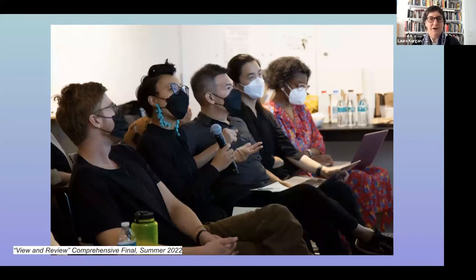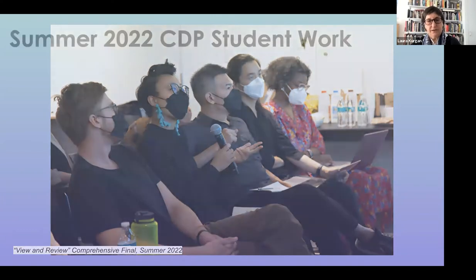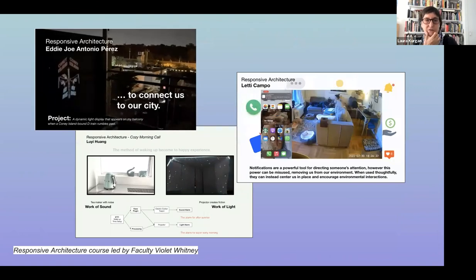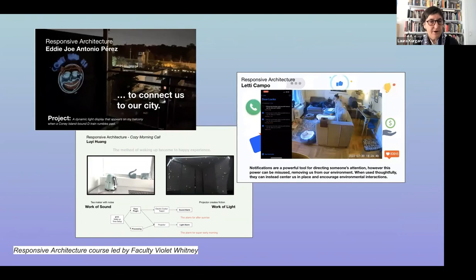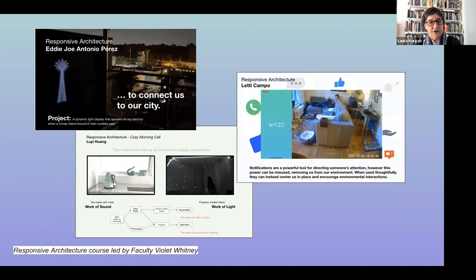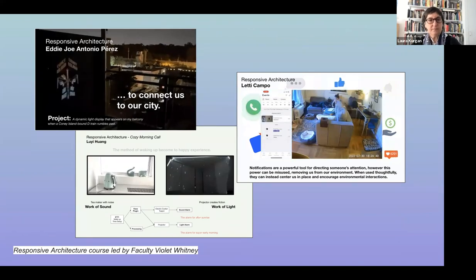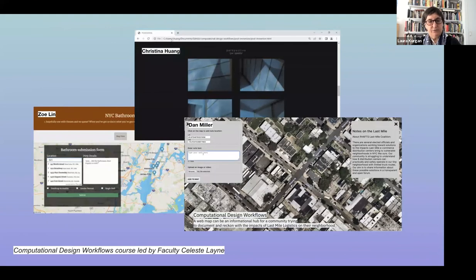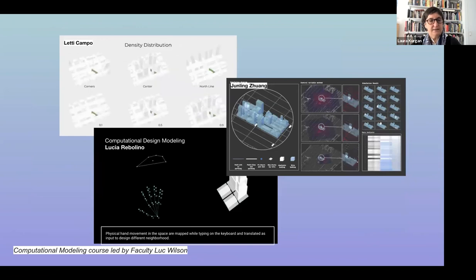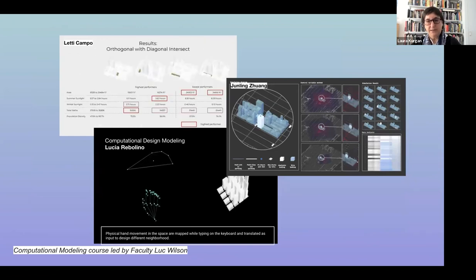Over here is Snowaria with the turquoise earrings. There's Dan Taeyang, second from the right, and Celeste Lane, and the other two are guest critics. And here is some other student work from the summer seminars. This is from Violet's responsive architecture course. This is from Computational Workflows, led by Celeste Lean. And this is Computational Modeling and Parametric Urbanism by Luke.